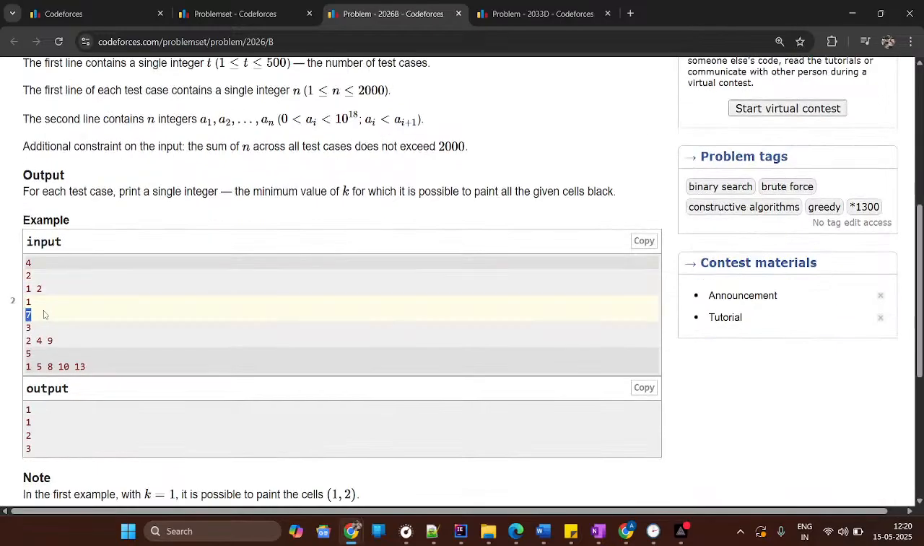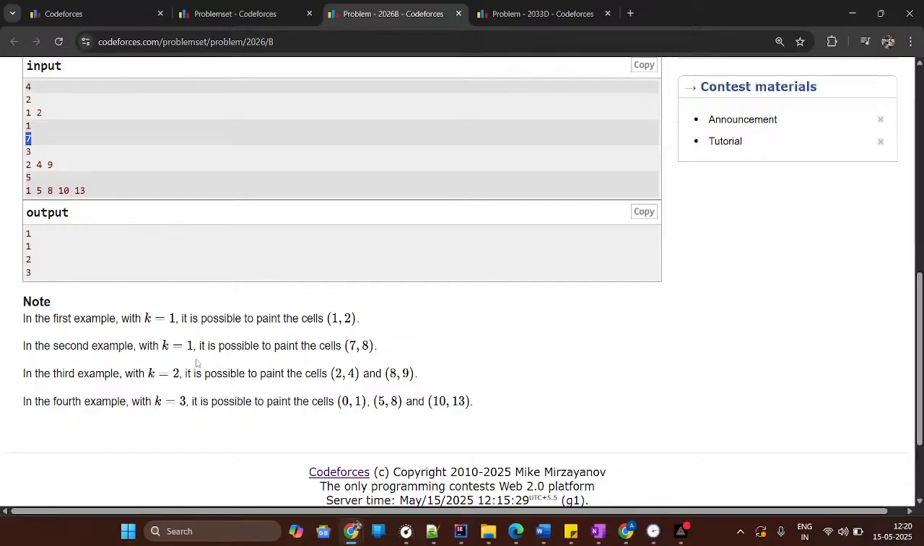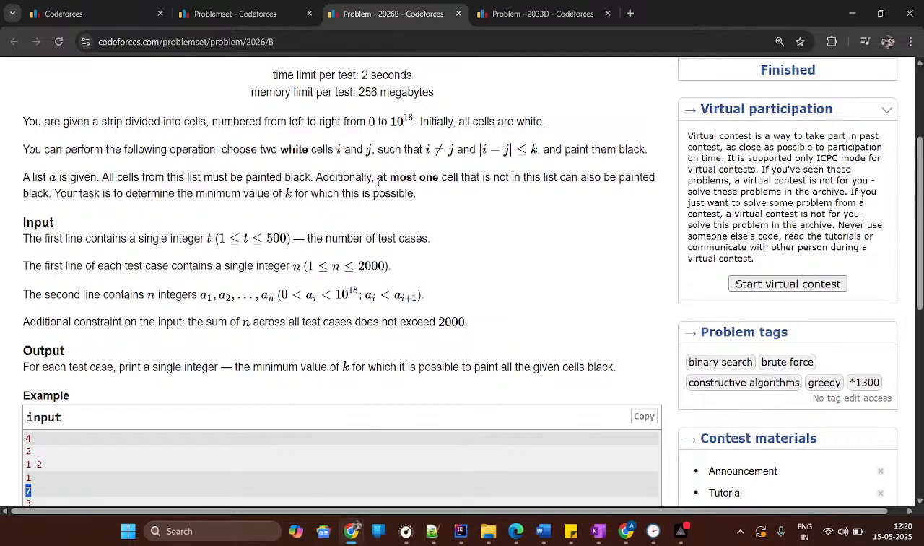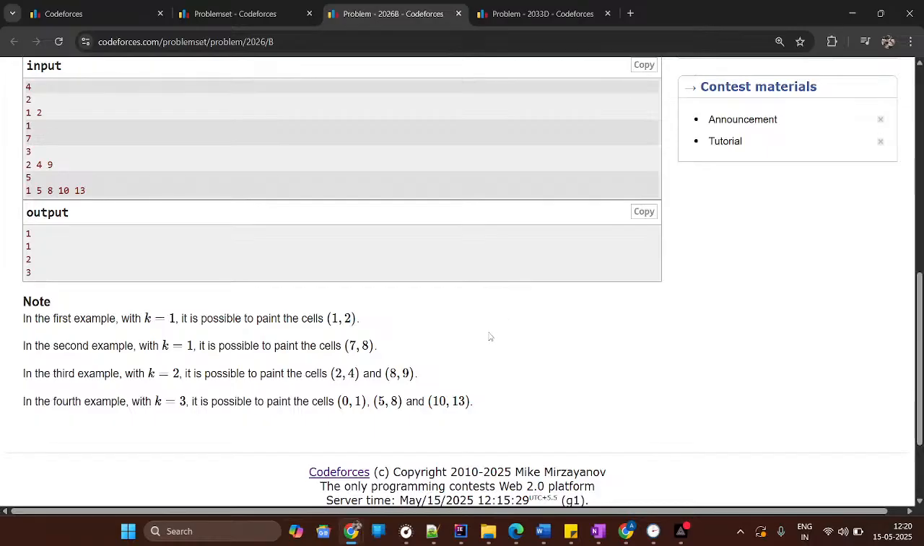So what did it say for 7? In the second example, with k equals to 1, it is possible to paint the cells 7 and 8. Okay, so it's telling it's possible that one extra cell can be painted. At most one cell that is not in the list can also be painted. Okay, fine.